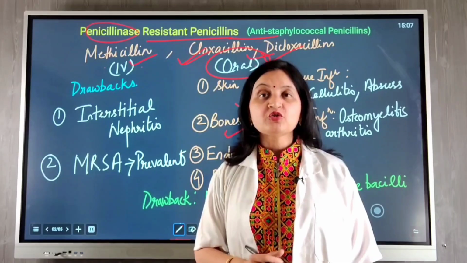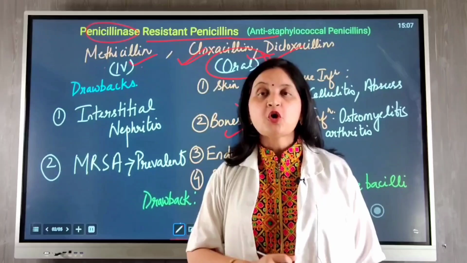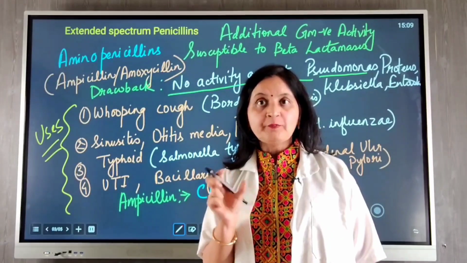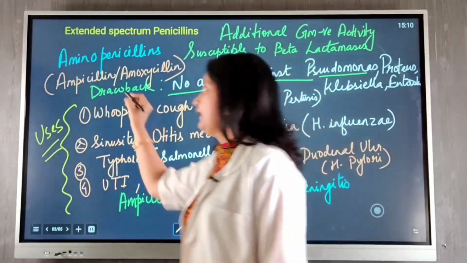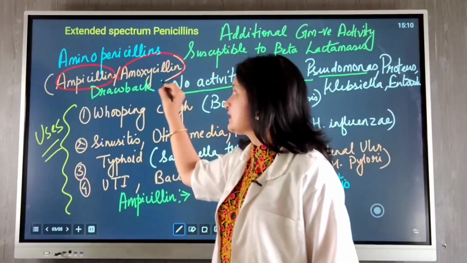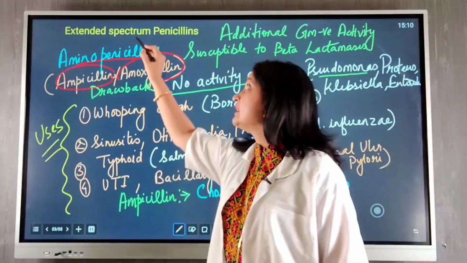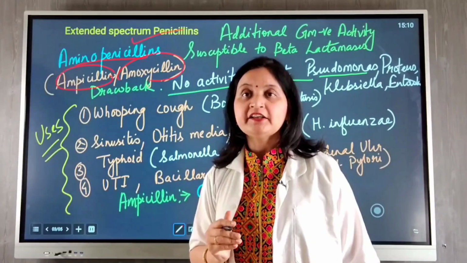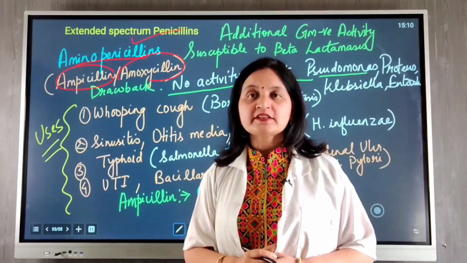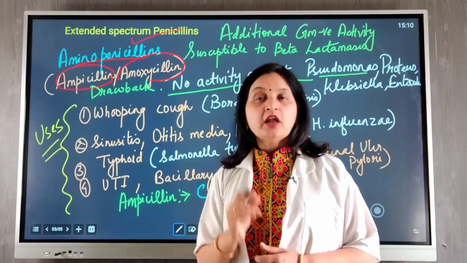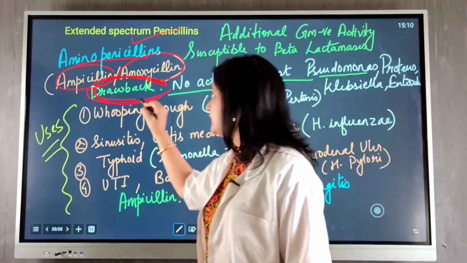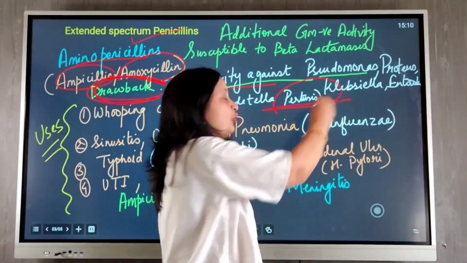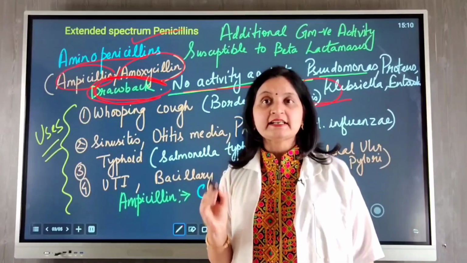So let's see what are the therapeutic uses of extended spectrum penicillins based on the antibacterial spectrum. This slide shows the therapeutic uses of aminopenicillins that include ampicillin and amoxicillin. So ampicillin and amoxicillin are aminopenicillins, which are extended spectrum penicillins. That is, they have extended activity against gram-negative bacteria in addition to gram-positive bacteria like penicillin G. The drawback of this group of penicillins is that they have no activity against Pseudomonas, Proteus or Klebsiella.